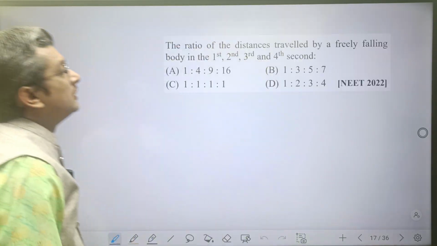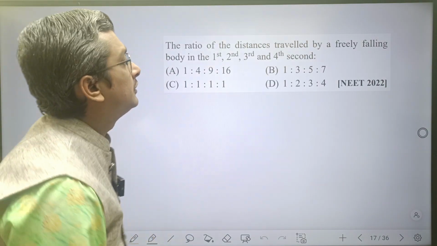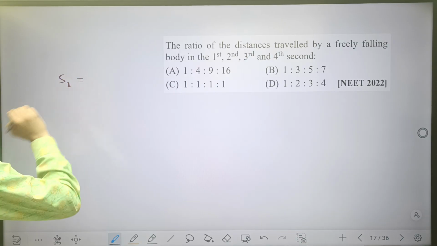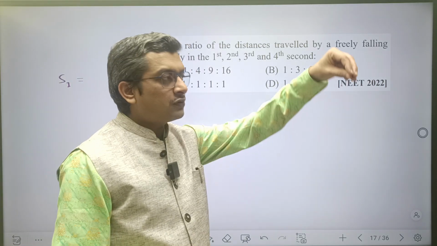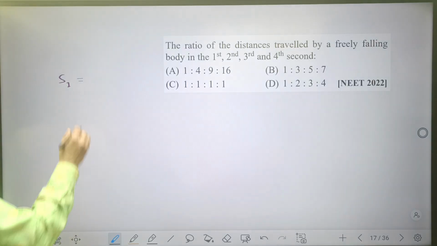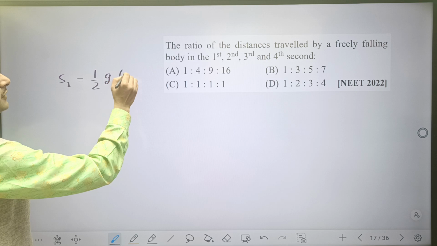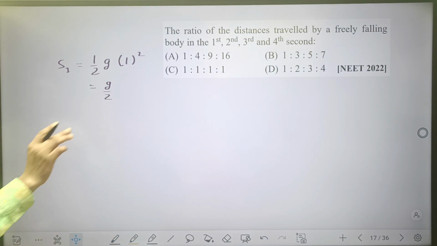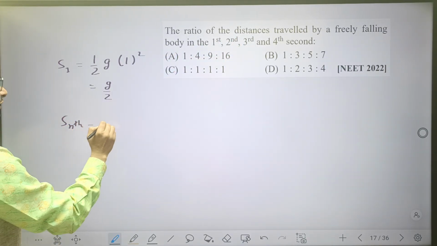Next, the ratio of the distances traveled by a free falling body in the first, second, third and fourth second is asked. In the first second, let's suppose I am writing S1, it is given by, u is 0, isn't it? In the case of free fall, u is 0. So s is equal to ut plus half at square, so the expression will be half, and instead of a we write g because we have to find the ratio, and t square is 1 square, so this will be g by 2.